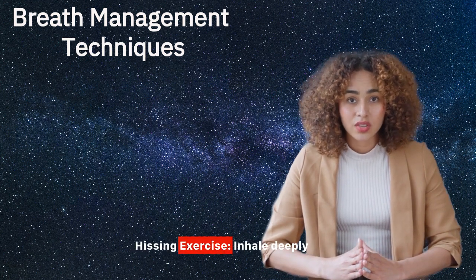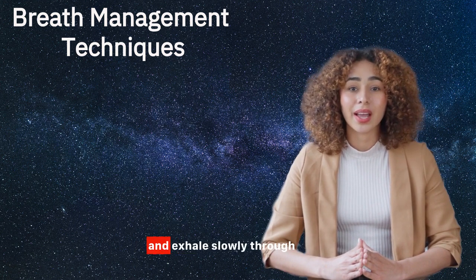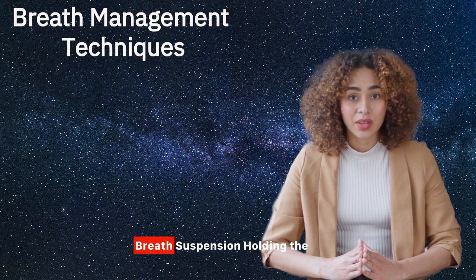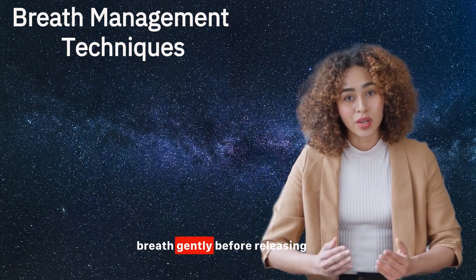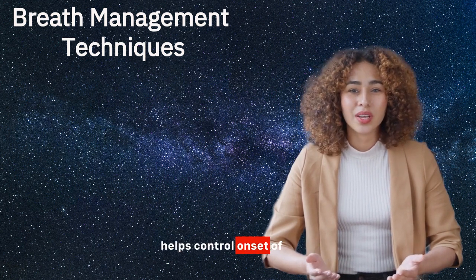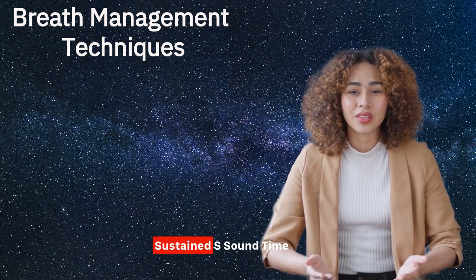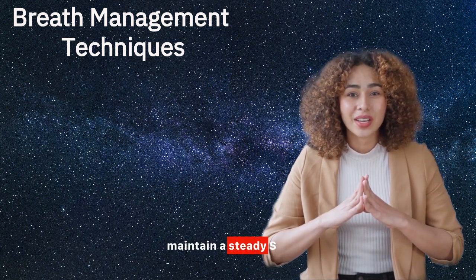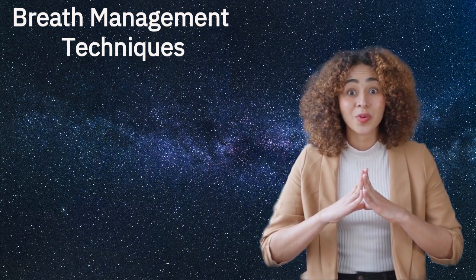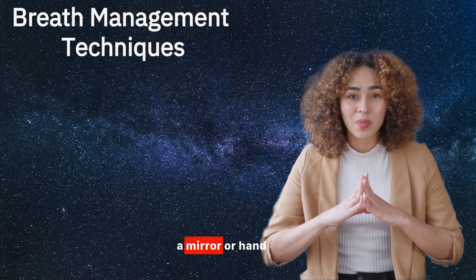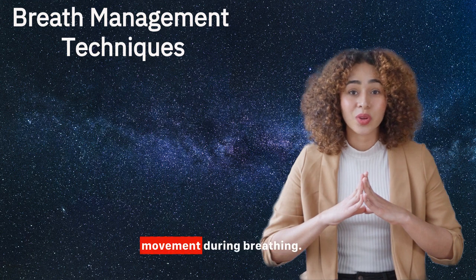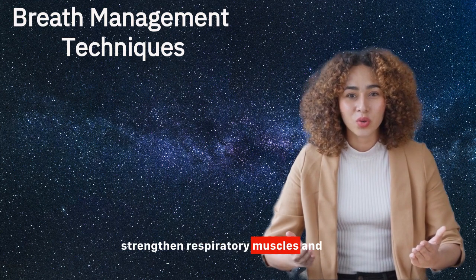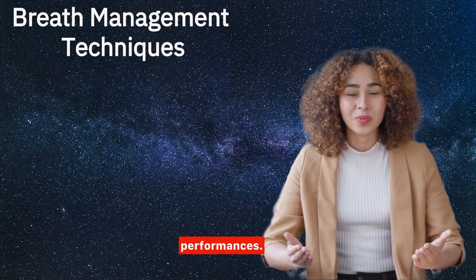Hissing exercise: inhale deeply and exhale slowly through teeth while hissing; this builds exhalation control. Breath suspension: holding the breath gently before releasing helps control onset of phonation. Sustained S sound: time how long you can maintain a steady S, useful to track improvement. Breath cycle awareness: use a mirror or hand on abdomen to monitor movement during breathing. Regular daily drills help strengthen respiratory muscles and build endurance for longer performances.